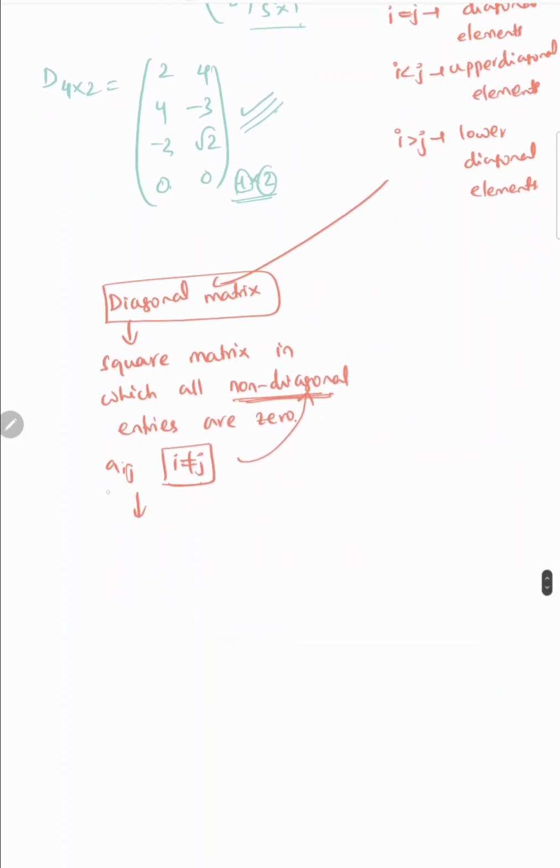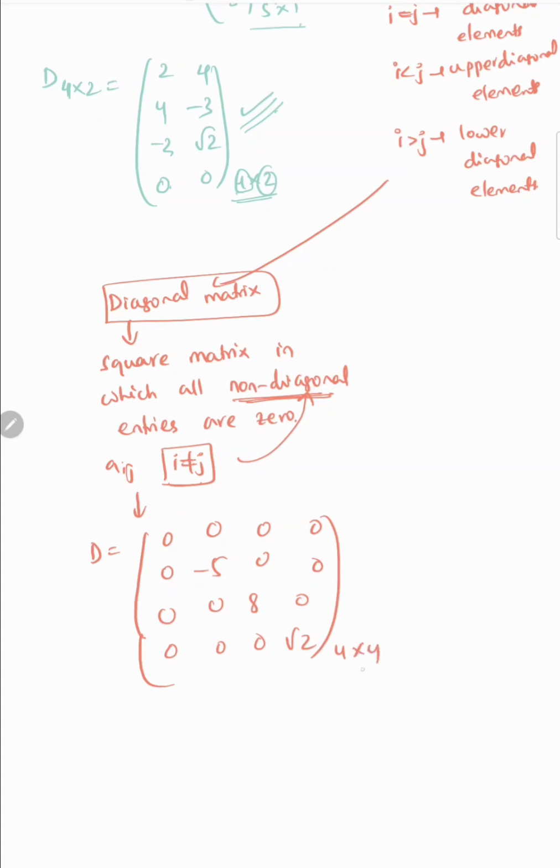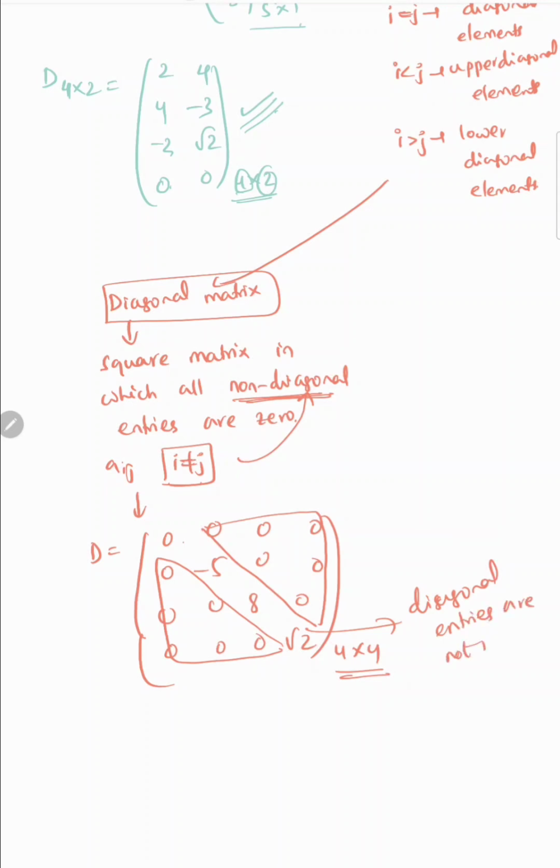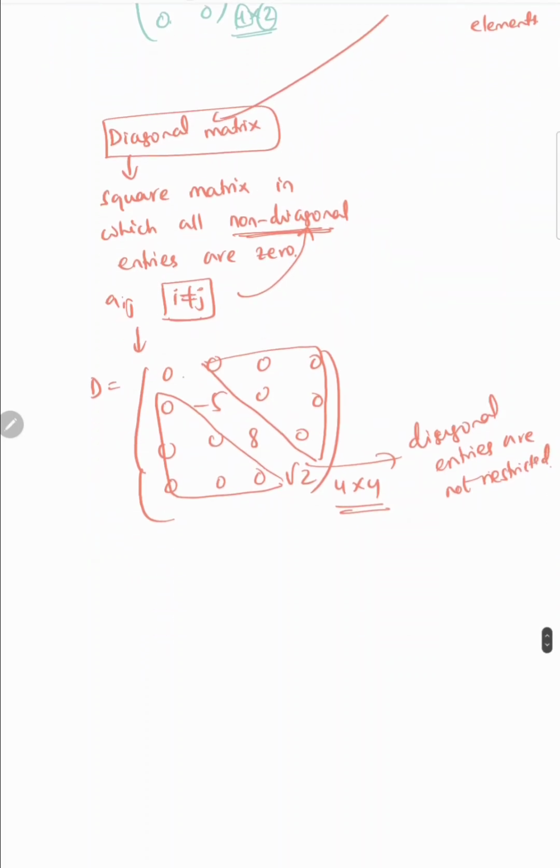So we can see an example. I am writing D as a matrix with diagonal entries 0, minus 5, 8, root 2. As we can see, it has 4 rows and 4 columns. It is a 4 by 4 matrix, and hence it is a square matrix. You can observe that the non-diagonal entries, meaning upper diagonal as well as lower diagonal elements, are 0. We don't restrict the diagonal elements, so they may be 0 or non-zero. Diagonal entries are not restricted. So these are called diagonal matrices.